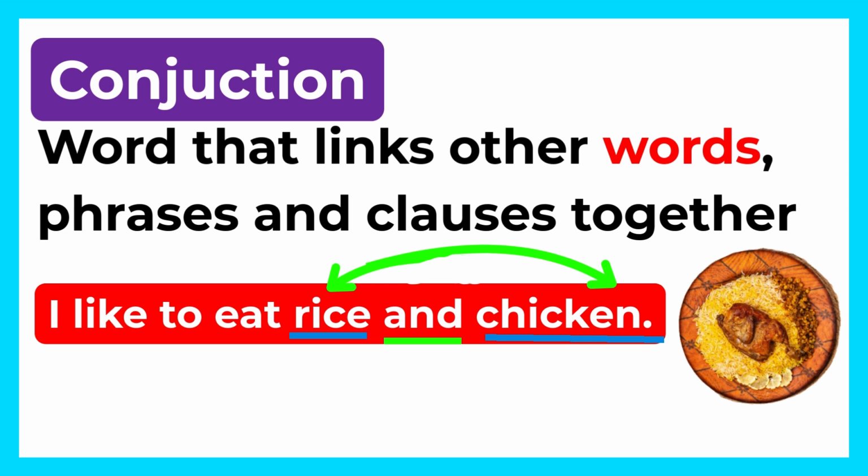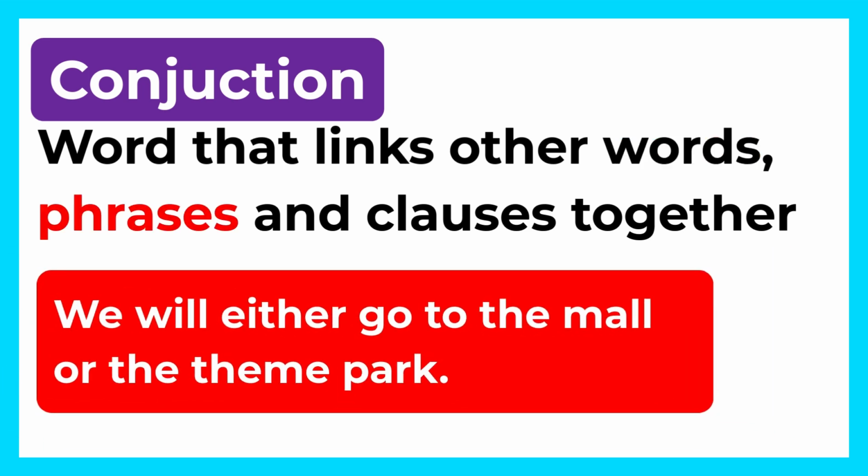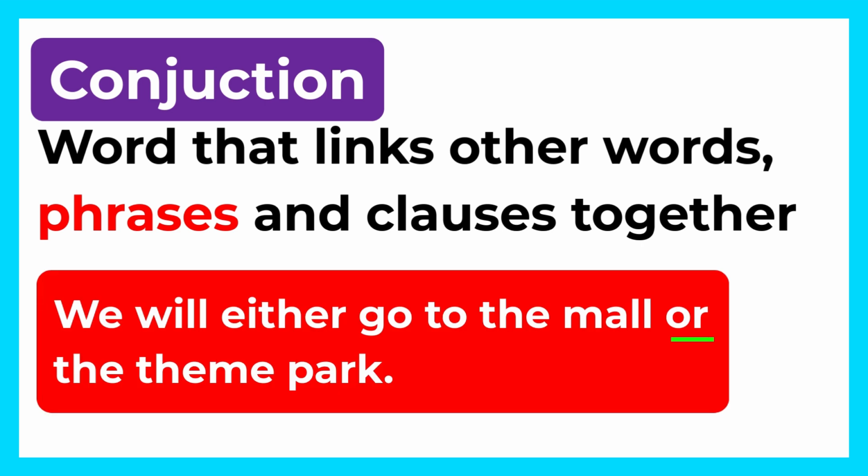An example of a conjunction linking phrases is we will either go to the mall or to the theme park. The conjunction in this sentence is or. It links the phrases to the mall or to the theme park.